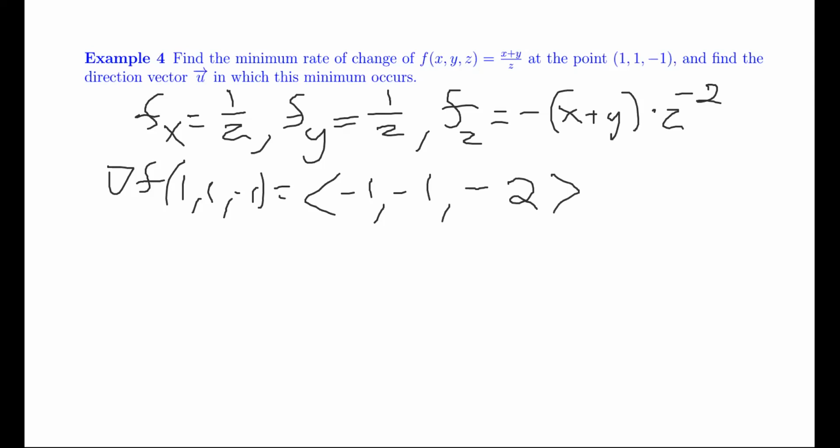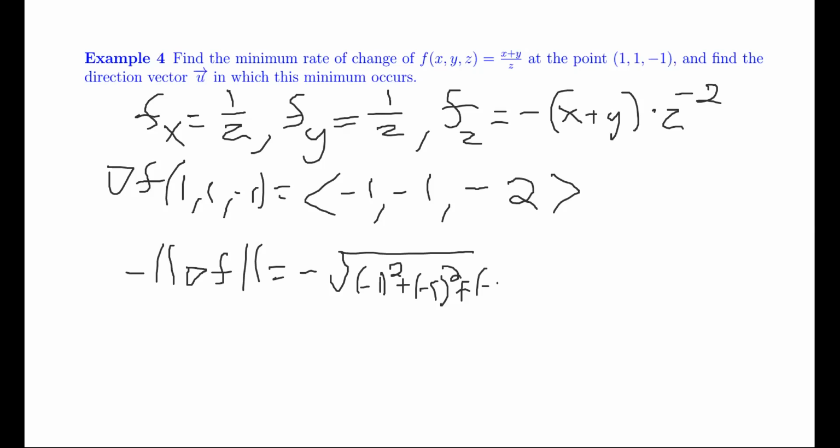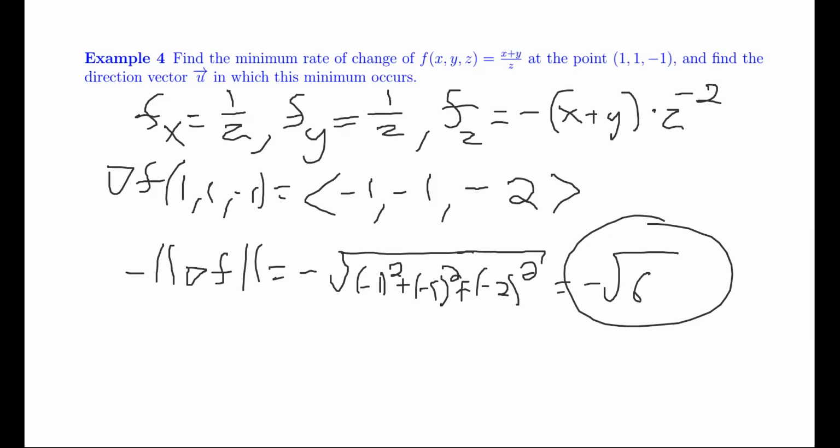All right. Now, we asked what the minimum rate of change was. So this is negative of the magnitude of the gradient of f, which is negative of the square root of negative 1 squared plus negative 1 squared plus negative 2 squared, which is negative of root 6. So that is our minimum rate of change.